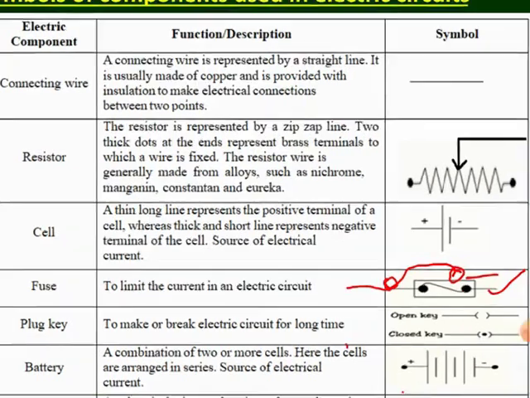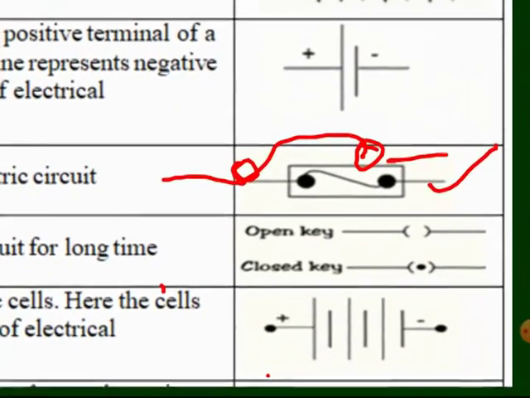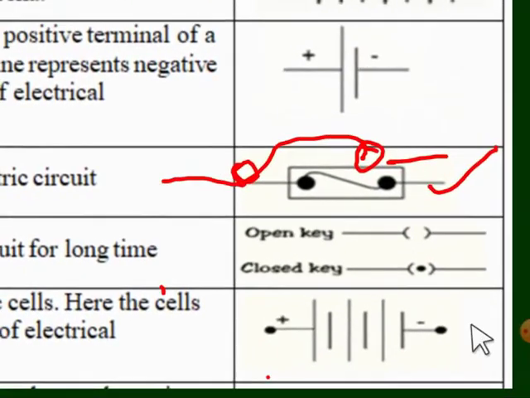Let me zoom in, just to make you see clearly. So a plug key will be represented like this. It is just like a semicircular arc, with the two terminals like this, without any dot in between the arcs, the circular part. Then this represents an open circuit. That means the current is not flowing from this side of the terminal to the other side. This is just like the off position of a switch.